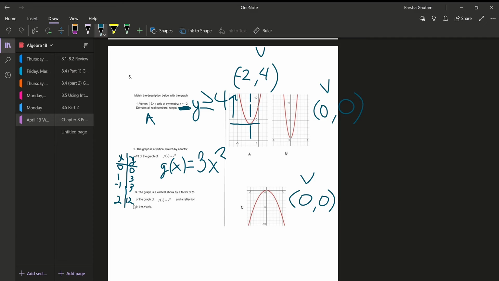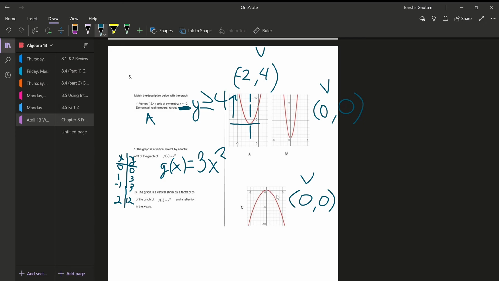So we have 4 points in here. And now that we have all 4 points, we can see which of these points corresponds with the graphs that we have left. So let's take a look at C.